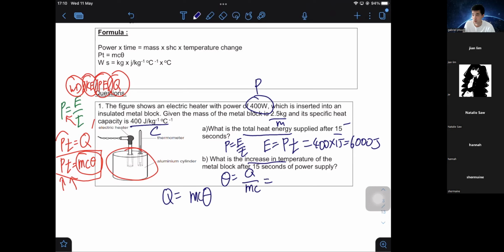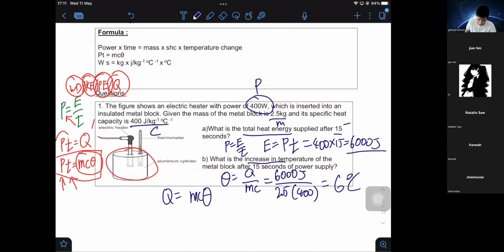In this scenario here, since the previous question we calculated the energy supplied is 6,000 joules, right? Now, obviously, we're going to use the same thing also, 6,000 joules divided by my M, which was 2.5 kg, divided by my C, which was going to be 400. Press this into your calculator, 6,000 divided by 400. You'll get 6 degrees Celsius, guys. You're supposed to get 6 degrees Celsius.